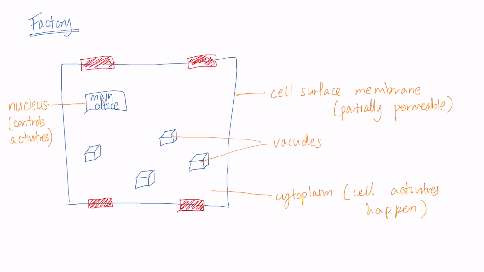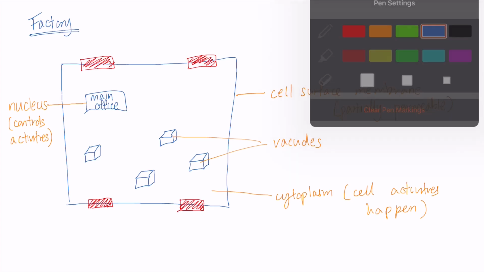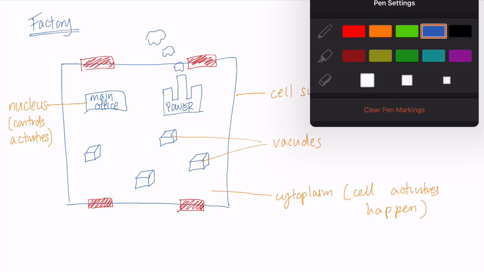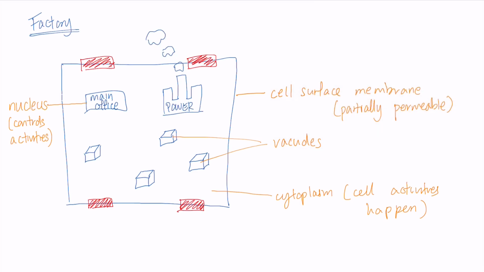Lastly, I'm going to introduce you to a new structure, because if you recall previously, we went through nucleus, vacuoles, cell surface membrane, as well as cytoplasm. Now I'm going to share with you another one. In a factory, there must be a sort of power station that supplies electricity and whatnot to the entire factory. So let's say that I have a power station here. Within a cell, all cells will actually have this power station, and this power station is what I call the mitochondria.